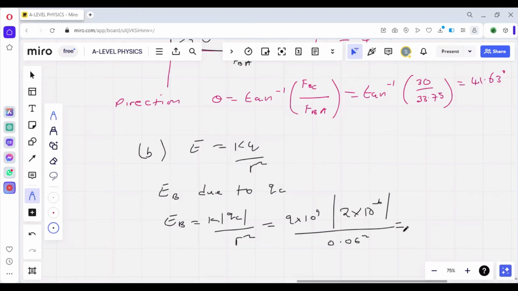So what will be the magnitude of the field there? Let us compute first. We have 2 exponent negative 6 times 9 exponent 9 divided by 0.06 squared. So we have 5 million, or 5 times 10 power 6 newtons per coulomb.